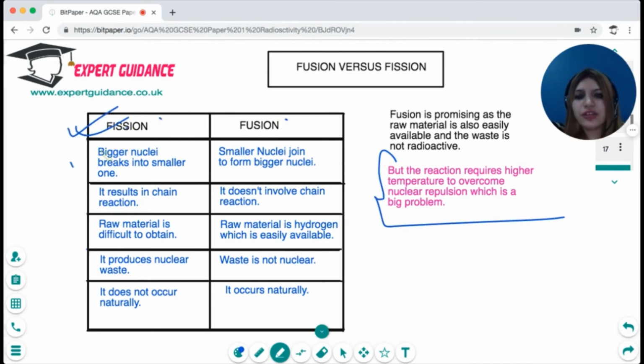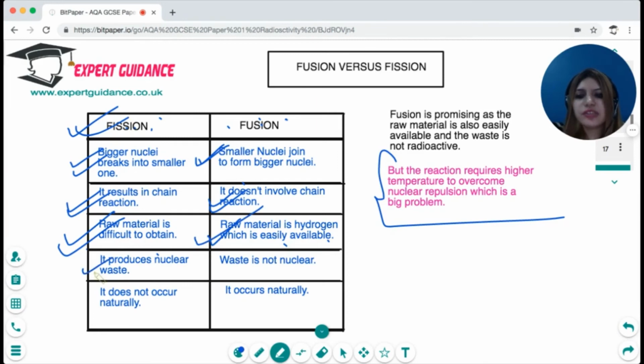In fission, the bigger nuclei breaks into smaller ones. In fusion, small nuclei join to form a bigger one. In fission, there's a chain reaction. In fusion, no such chain reaction. In fission, raw materials are difficult to obtain. In fusion, raw material like hydrogen is easily available.